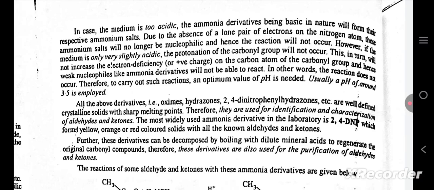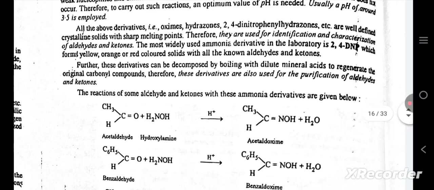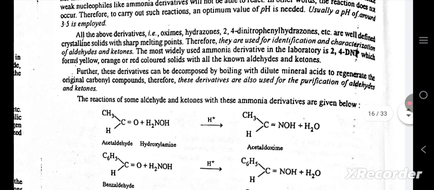In case the medium is too acidic, the ammonia derivatives, being basic in nature, will form their respective ammonium salts due to the absence of a lone pair of electrons on the nitrogen atom. These ammonium salts will no longer be nucleophiles and hence the reaction will not occur. Therefore, to carry out such reactions, an optimum value of pH is needed. Usually, a pH of around 3.5 is employed.